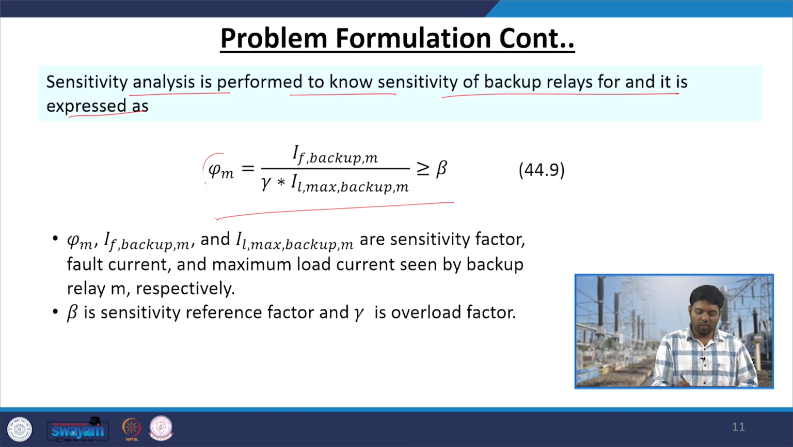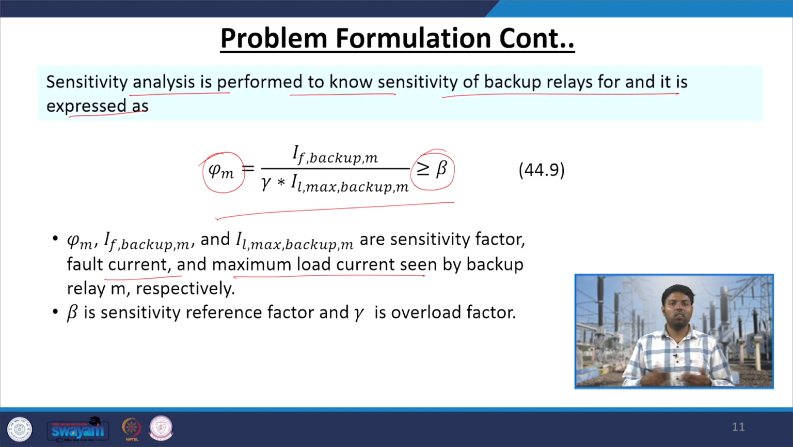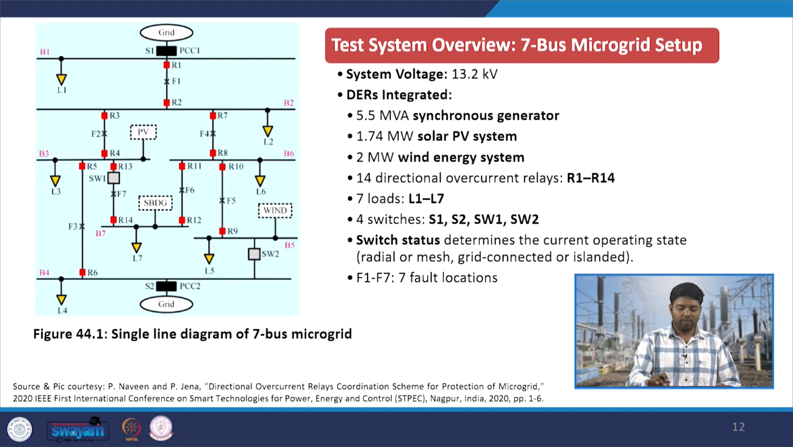And that sensitivity value depends upon your fault current and your maximum load current, and that has to be greater than a threshold value beta. That threshold you will set, and if your sensitivity is greater than that, then you will say my operation is good. If it is not, then you will say something bad is happening, I have to change my setting, I have to change my strategy.